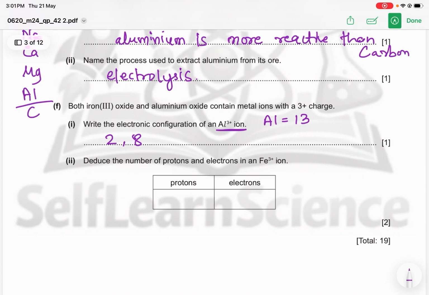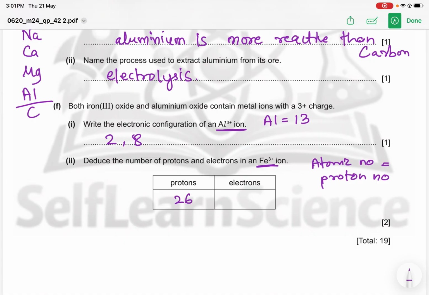Next, deduce the number of protons and electrons in Fe3+ ion. Now again we have to find the number of protons and electrons in Fe3+. So you have to use the periodic table here, and first find out the atomic number, which is equal to the proton number. The atomic number of iron, from the periodic table, is 26.